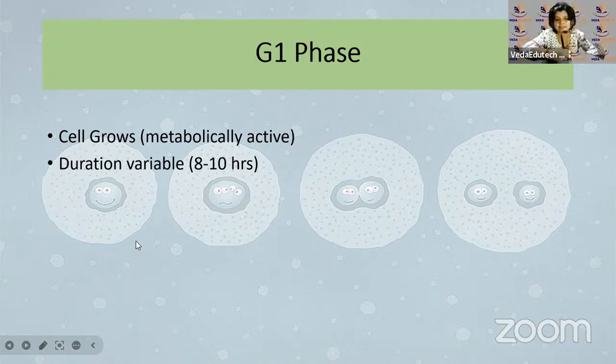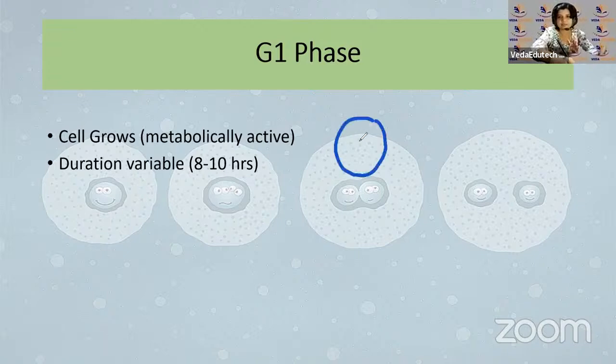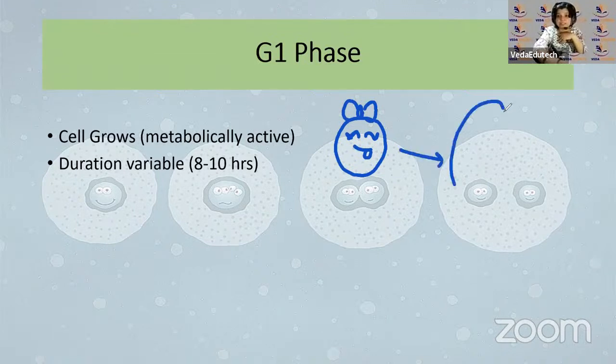Here the cell becomes bigger in size. When a cell is born, it's a baby cell, isn't it? We have a tiny little cute baby cell. Now this cell wants to divide, so in order to divide, it first has to grow in size and become a strong, mature cell, right?